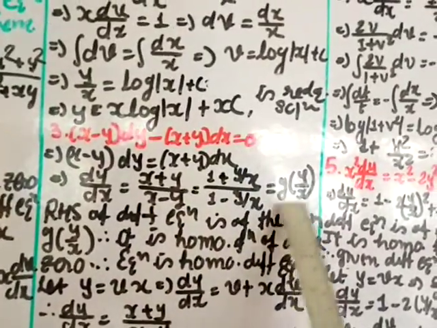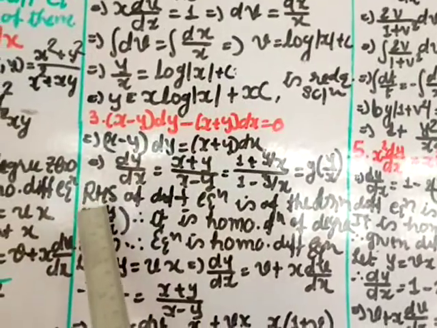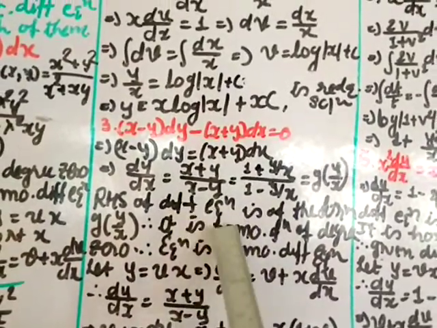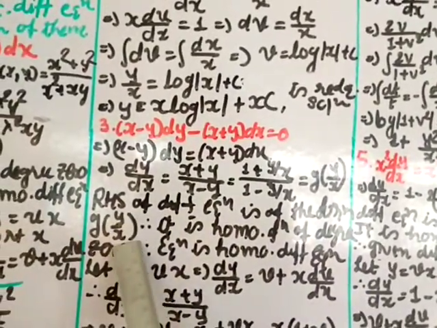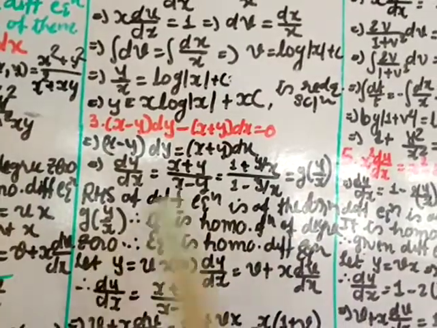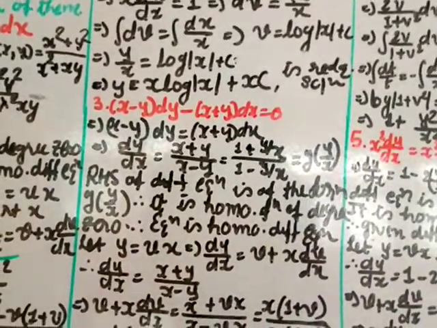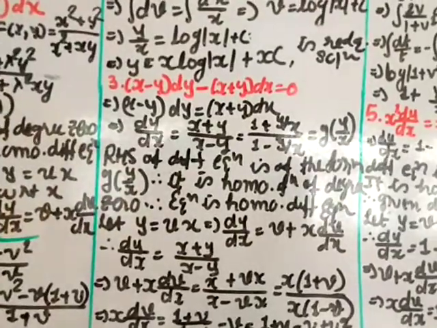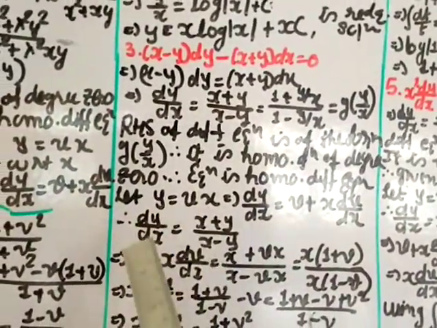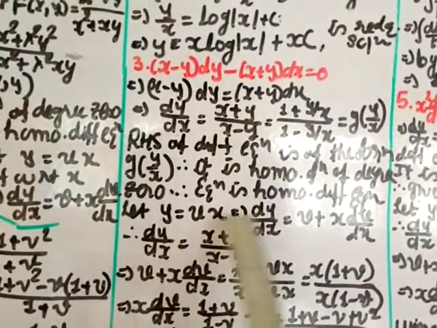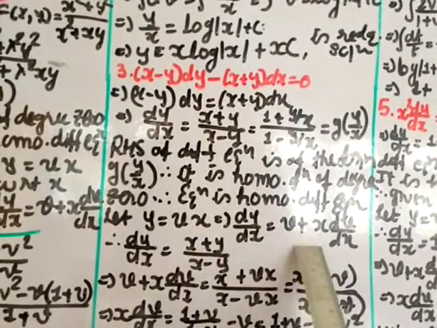Now this is of the form g of y by x. That means the right hand side of the differential equation is of the form g of y by x. Therefore it is a homogeneous function of degree 0, so the given differential equation is homogeneous. So if homogeneous, then first we substitute y is equal to vx. Differentiate, so dy by dx equal to v plus x dv by dx.